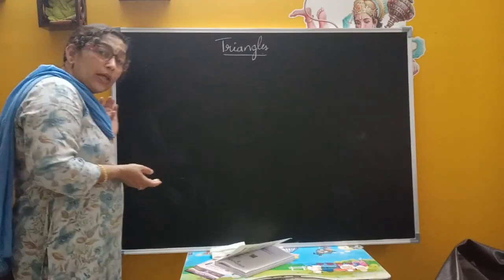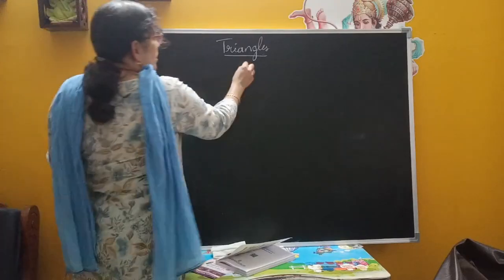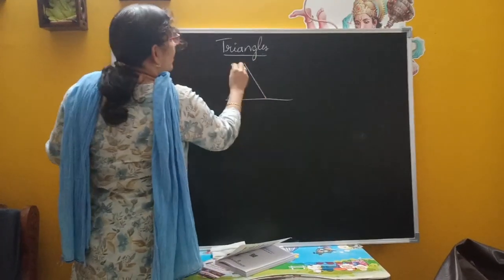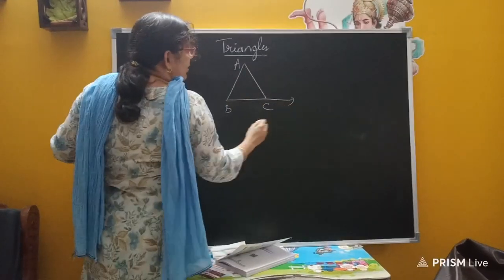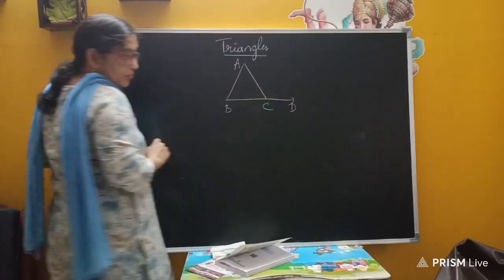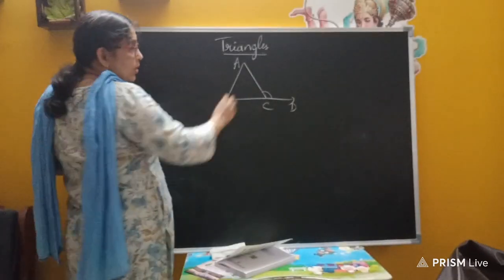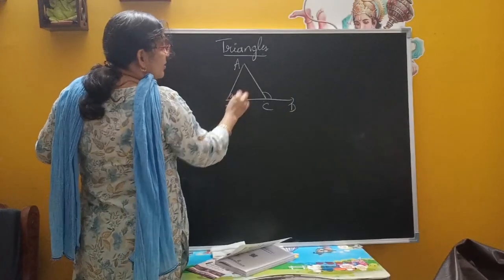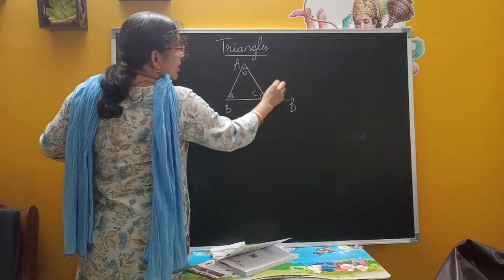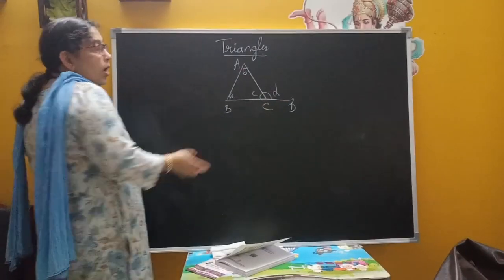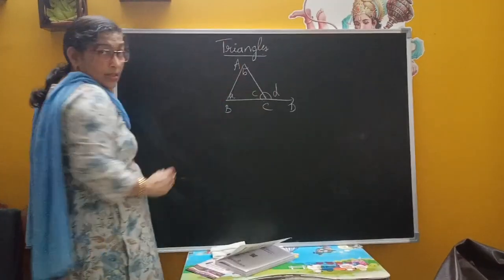The second property is the exterior angle property of a triangle. What is that exterior angle property? Suppose we have a triangle like this. ABC is a triangle, and here suppose side BC is extended till D. Here an angle is formed, isn't it? One angle is formed, ACD. If I name this angle A, B, C and this as D, this is the exterior angle C. This is the interior angle C.